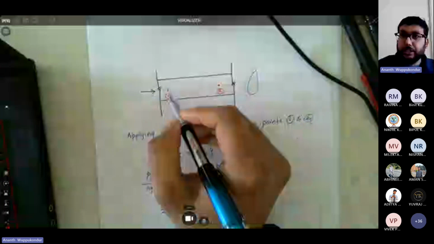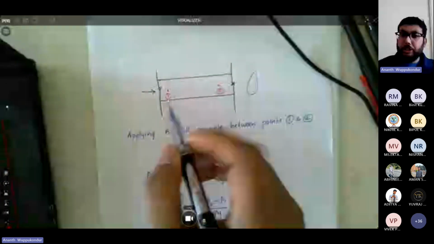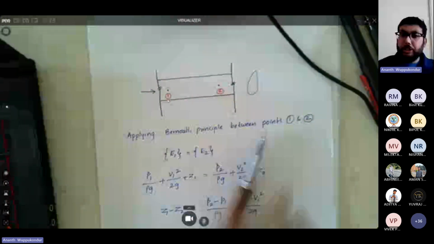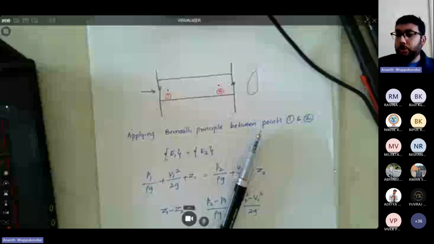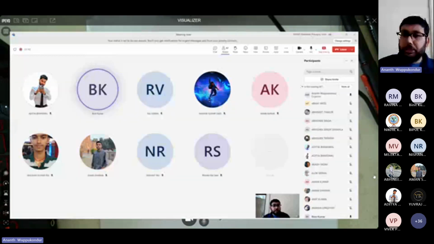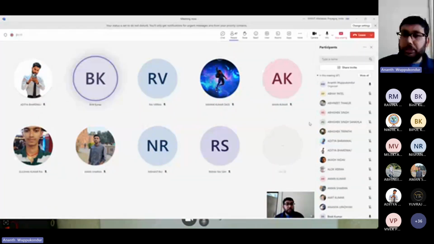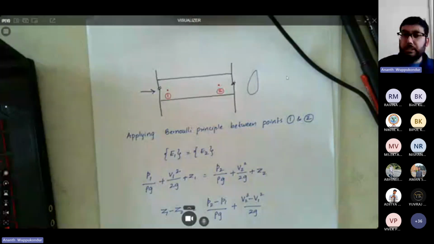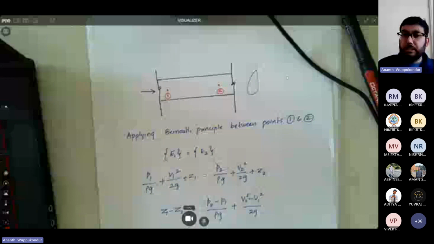So now let's say I asked you to find out the elevation difference between points 1 and 2. I have shown you a pipe sketch, and I have also indicated where point 1 and point 2 are. I have indicated the flow direction, and then I begin my solution by stating that I'm applying the Bernoulli principle between points 1 and 2.